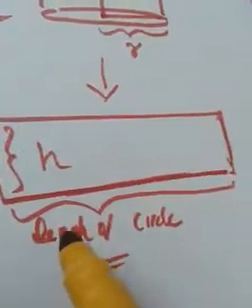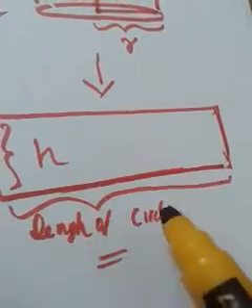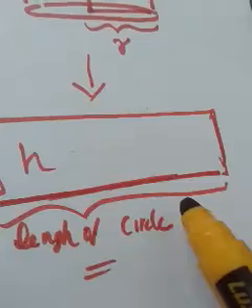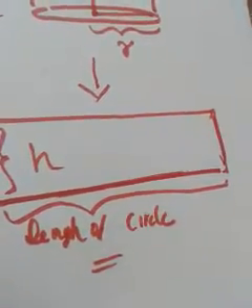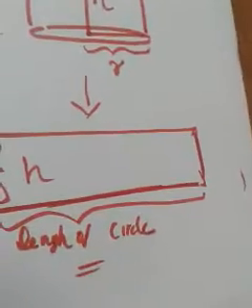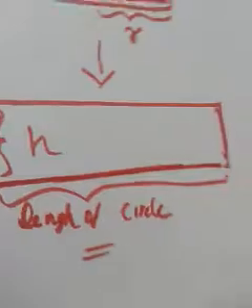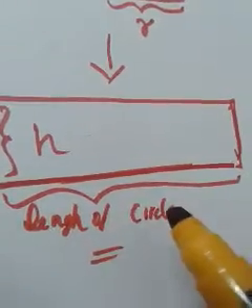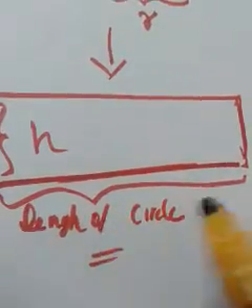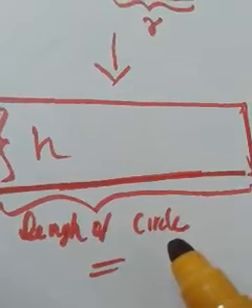And what do you mean by length of circle? Length of circle is also known as what? Perimeter of circle. Length of the circle is nothing but perimeter of the circle. You know that? Perimeter of the circle is also known as what? Length of the circle. So what is the formula for calculating perimeter of the circle?